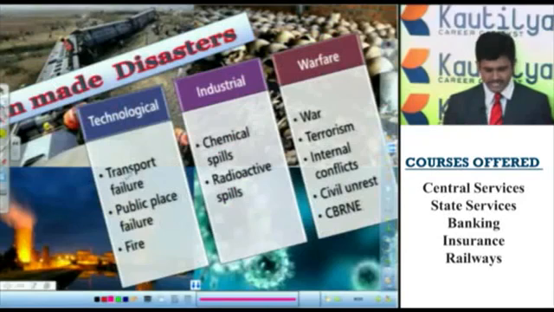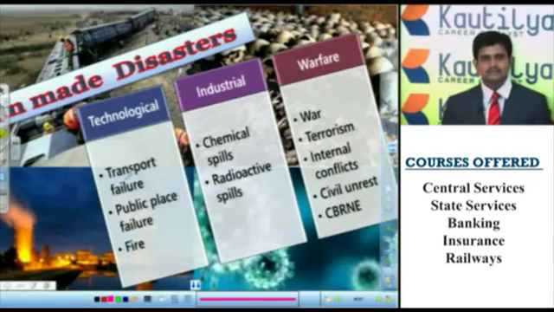If you see this, transport failure: road accidents, air accidents, water accidents, these are all classified under transport failures. Next come chemical spills. The best example for chemical spills is methyl isocyanate gas released from the Union Carbide factory, which claimed many lives. Thousands of people died because of the leakage of the poisonous gas methyl isocyanate.